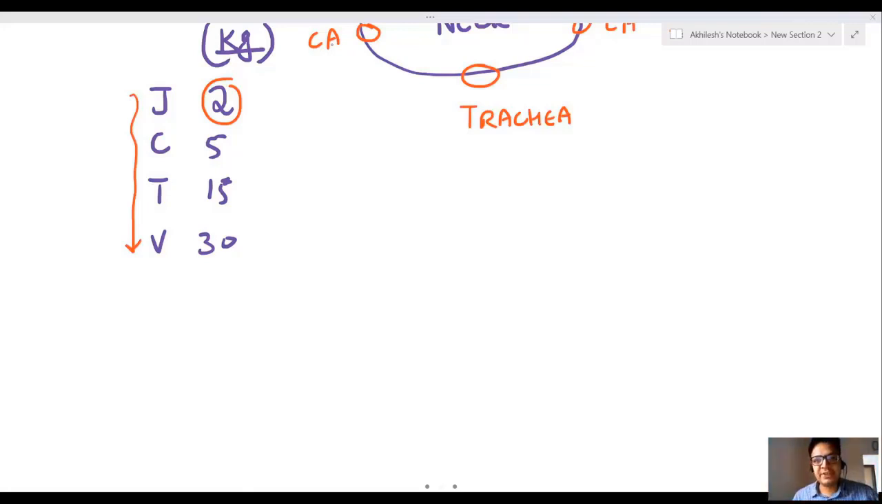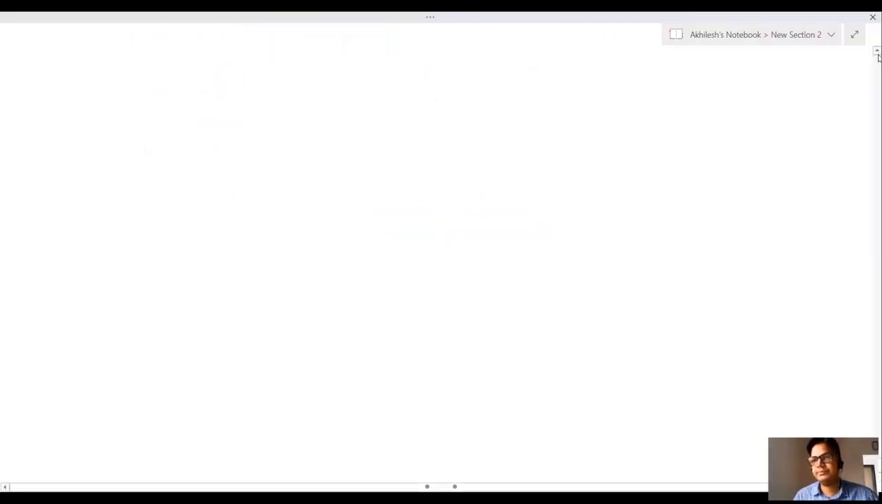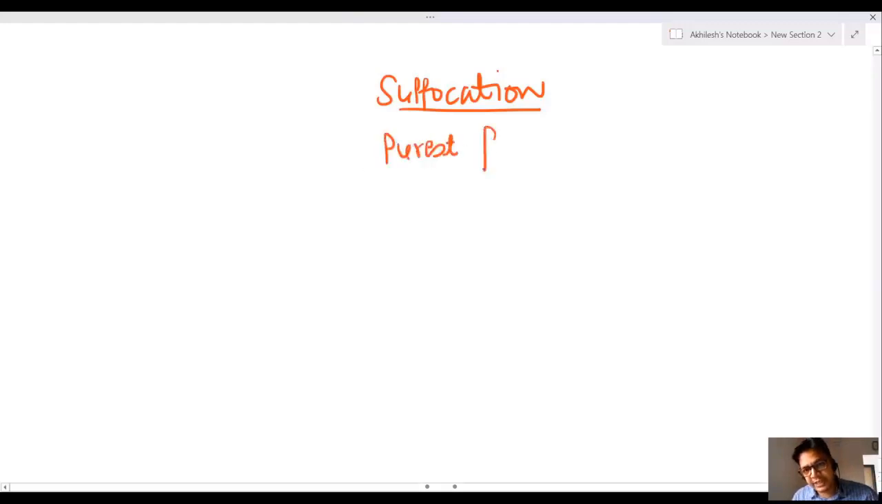Now we'll discuss asphyxial deaths one by one. The first asphyxial death is suffocation. Suffocation means you are getting suffocated. In Hindi, suffocation is called dam ghutna. It is the purest form of asphyxia.